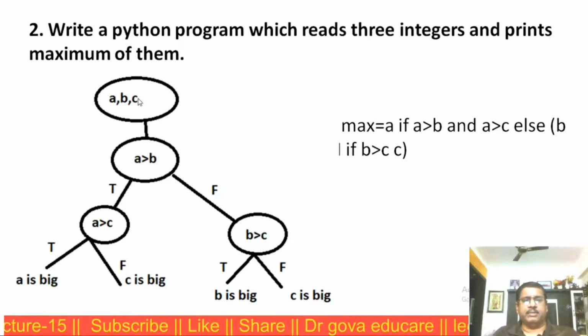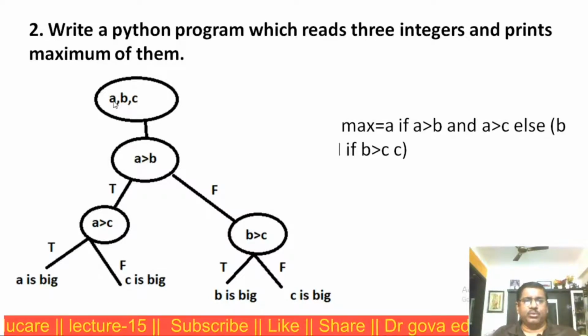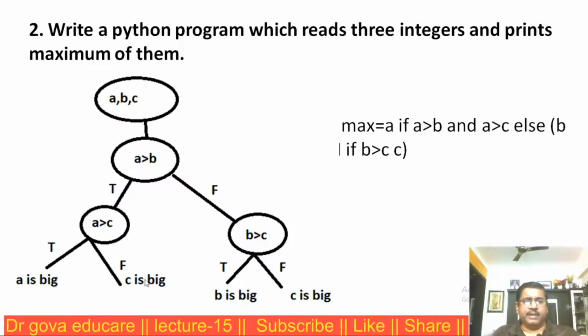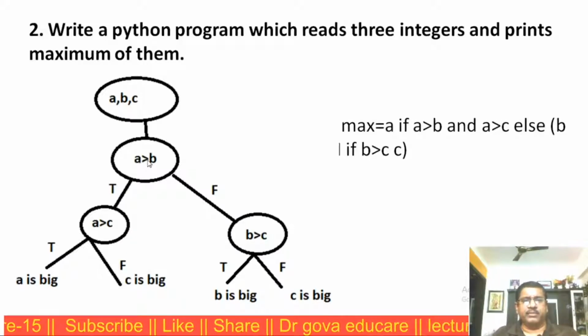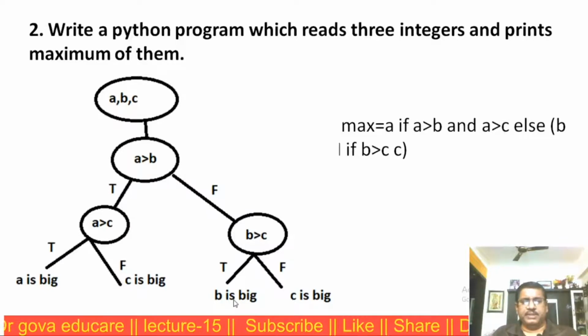A, b, c are the given numbers. First check a greater than b. If a greater than b is true, next compare a and c. If a greater than c is true, a is big, otherwise c is big. Suppose a greater than b is false. Now compare b and c. If b greater than c is true, b is big. If it is false, c is big.